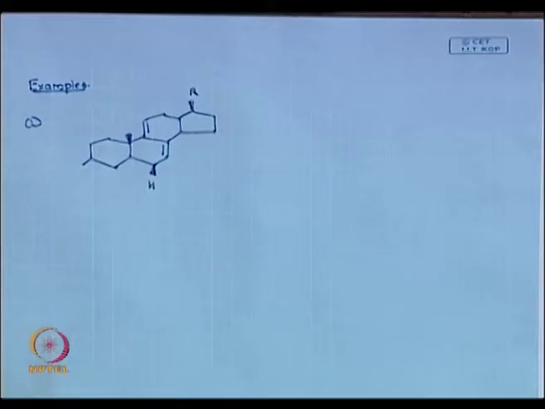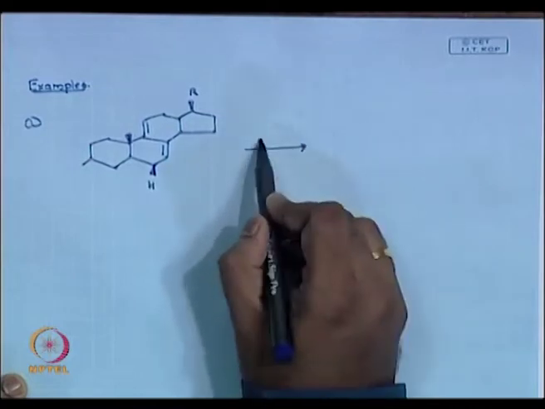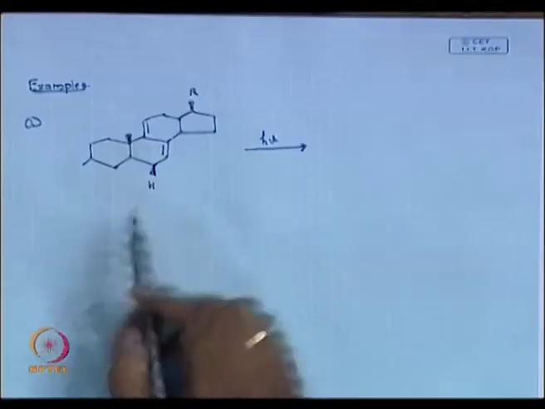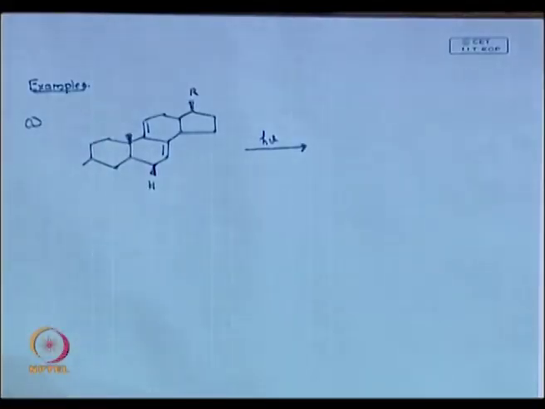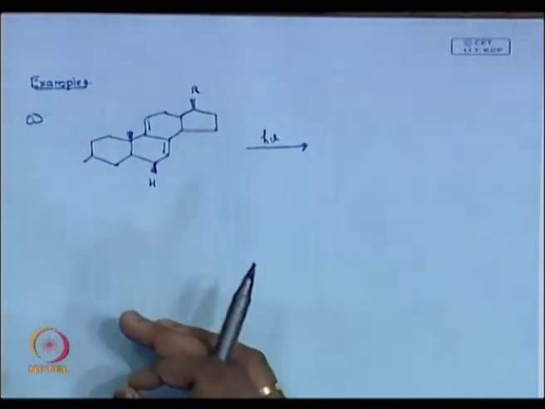So, I have a system like this, and I am going to photolyze it. First thing you have to find out is what shift it is. The second thing is the stereochemistry, because I am defining my hydrogen. Because it is photolysis, I have defined the condition, so hv is what is possible.